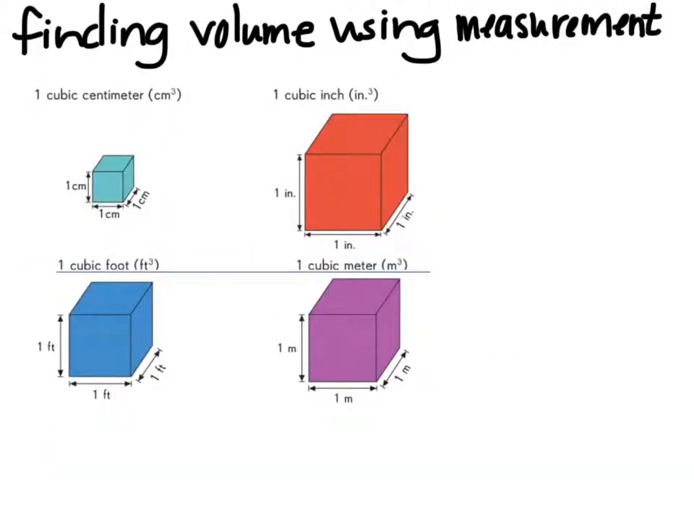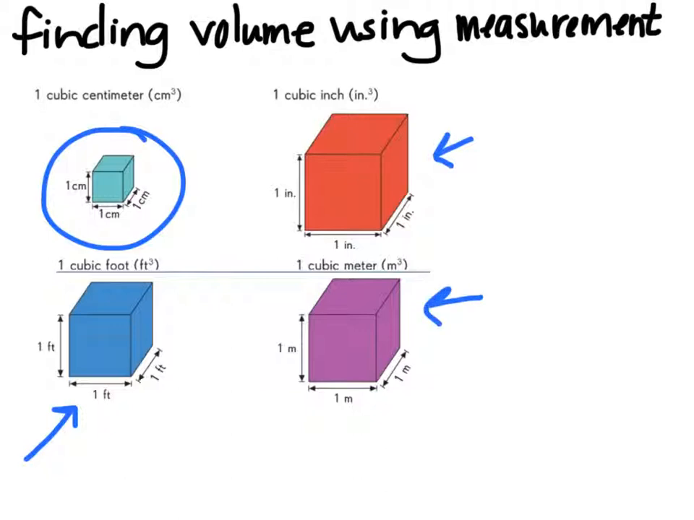Another method for finding volume is to use measurement. The 4 cube units here show 4 common units of measurement for volume. The first is the cubic centimeter. It's represented by a cube unit that has a length, width, and height of 1 centimeter. The red box is the cubic inch, the blue box is a cubic foot, and the purple box is a cubic meter. Each gives volume, or cube units.